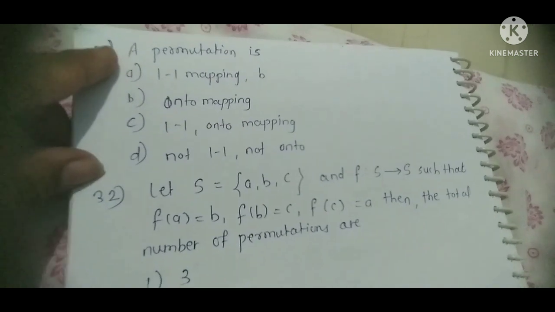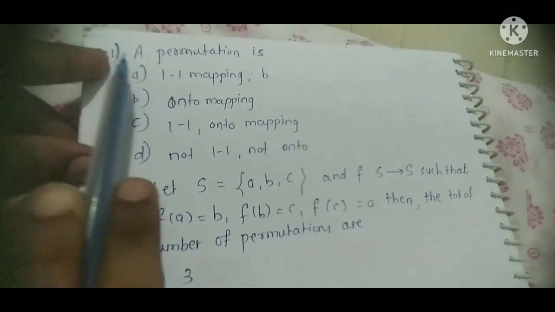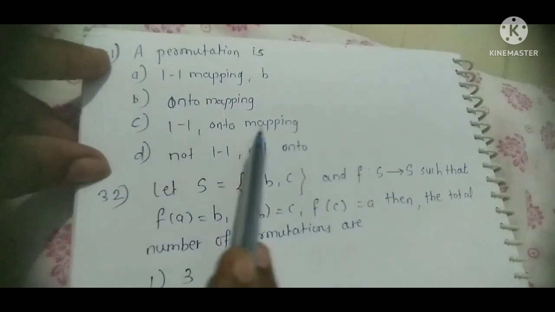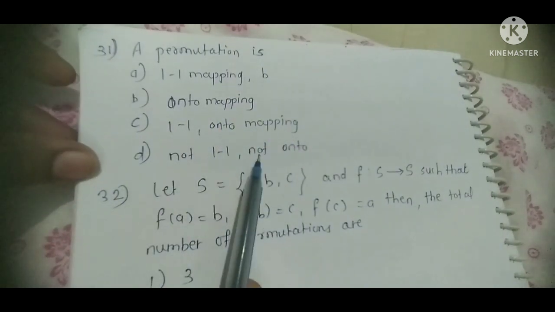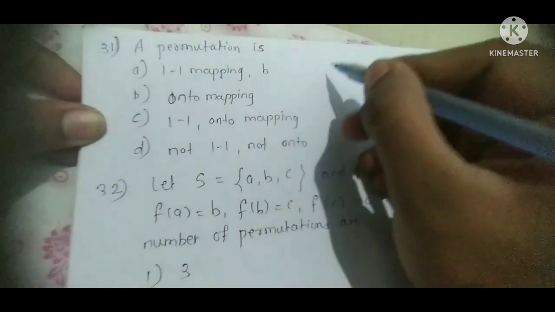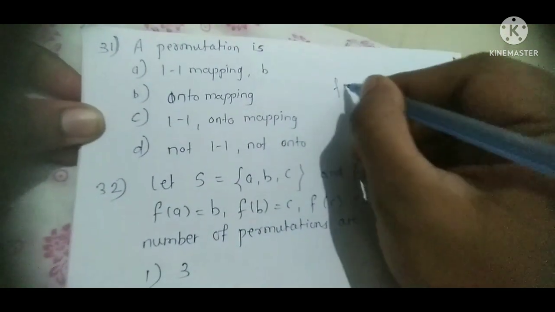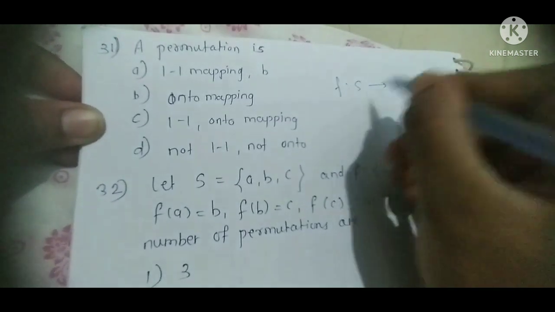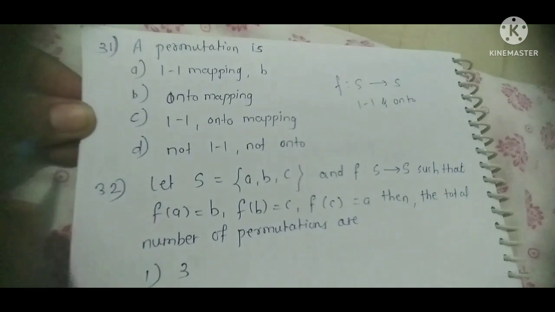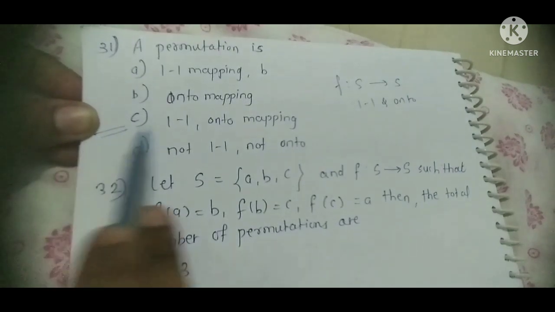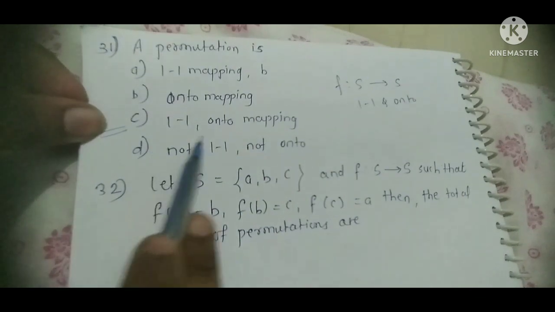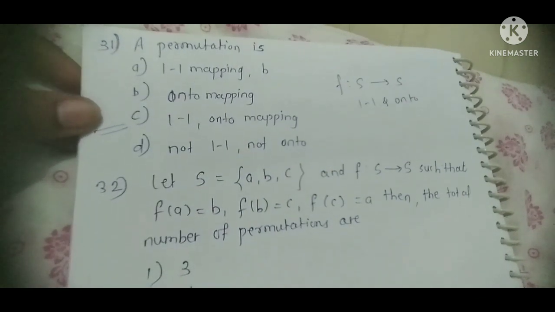A permutation is one mapping, onto mapping, one and onto mapping, not one, not onto. So obviously permutation is a function f goes from S to S, that is one and onto. So option C is the correct one. A permutation is a one and onto mapping. Next MCQ.